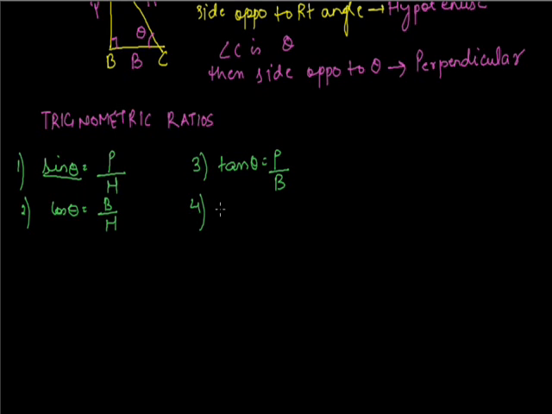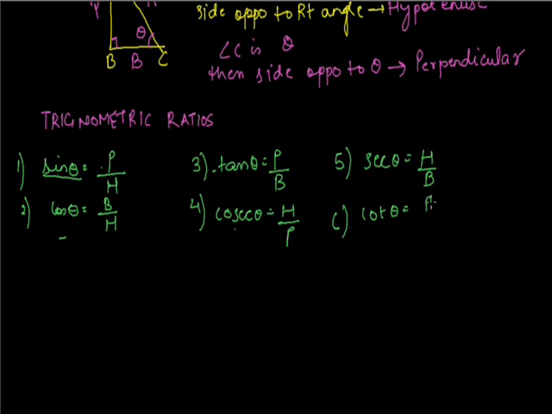Now, if we do the inverse of sine theta, it becomes cosec theta, which is h upon p. As we can see, sine theta is p by h, so cosec theta will be just inverse of it, which will be h by p. Similarly, there is sec theta, which is inverse of cos theta, that is h upon b. And lastly, cot theta, which is the inverse of tan theta, it becomes base upon perpendicular.